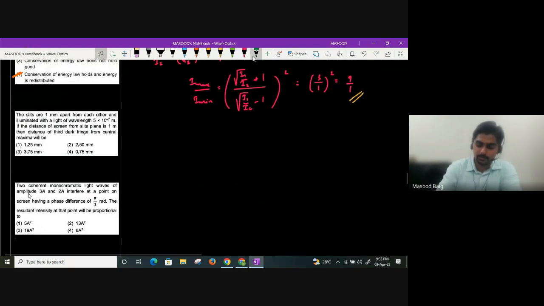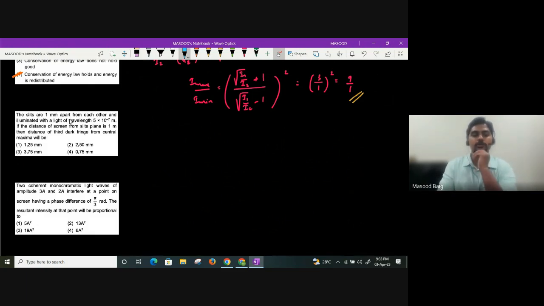Next question. If I see one more question we'll do and we'll end the session, and I'll post the test because the majority of them will be of the same type, guys. Again, the slits are 1 mm apart and illuminated with light of wavelength 5 into 10 power minus 7 meters. The distance of the screen is given, and they ask the distance of the third dark fringe from the central maxima. Now, very direct question: what are the positions of the nth maxima, beta? If you remember, positions of the nth maxima will be 2n minus 1 lambda capital D divided by 2d. They're asking what is the distance of the third dark fringe.